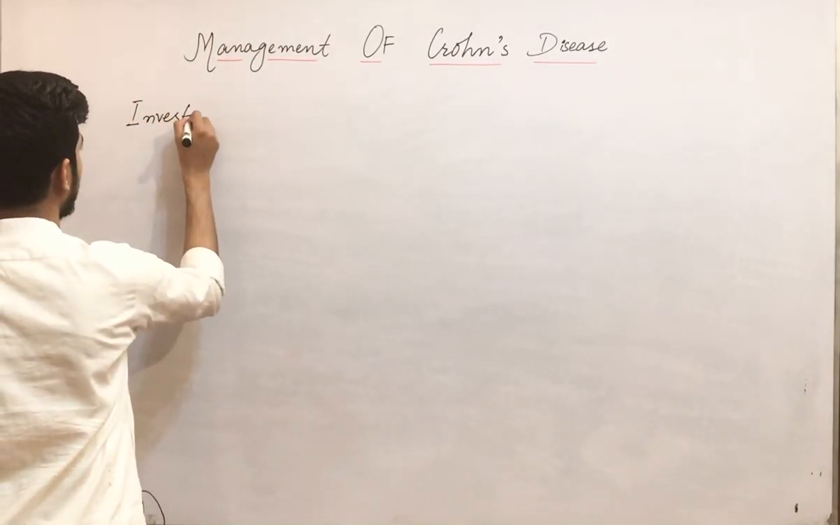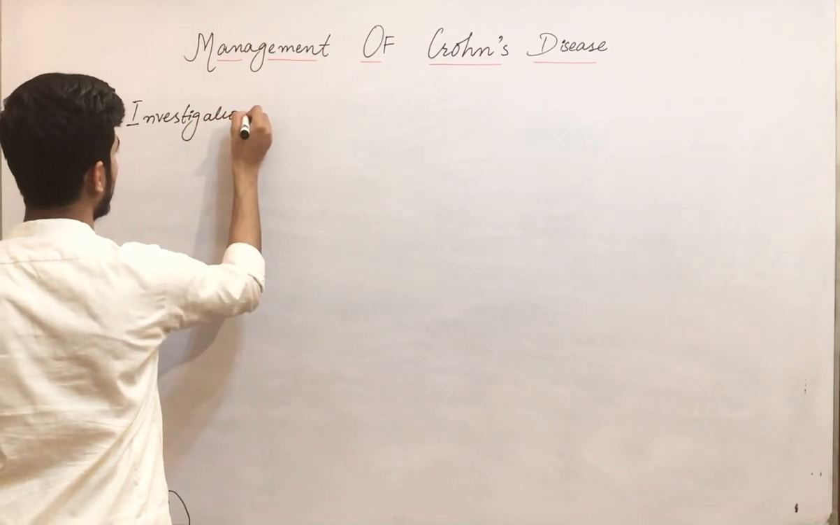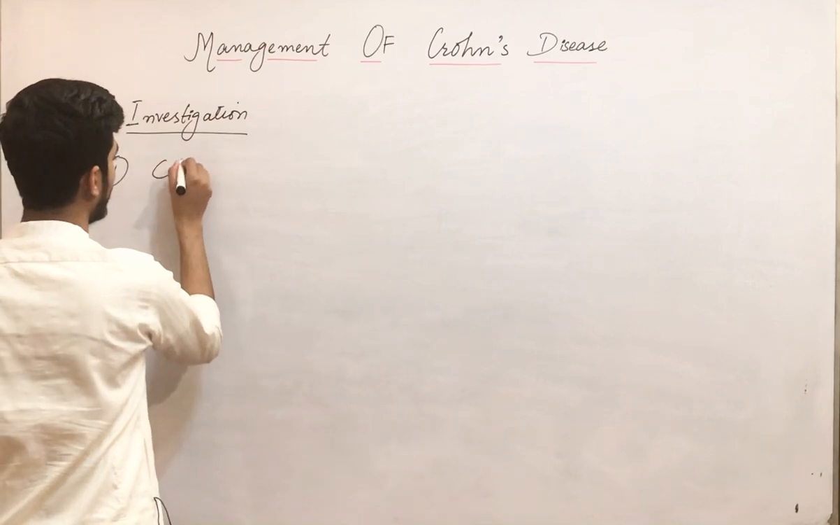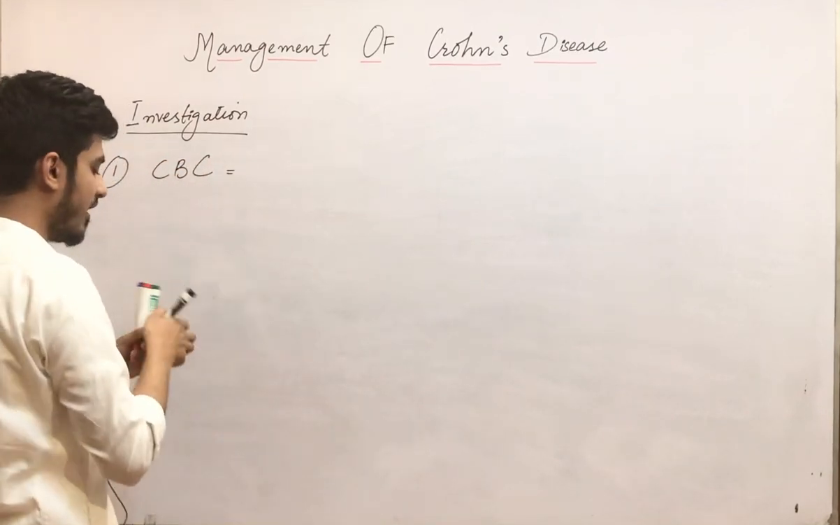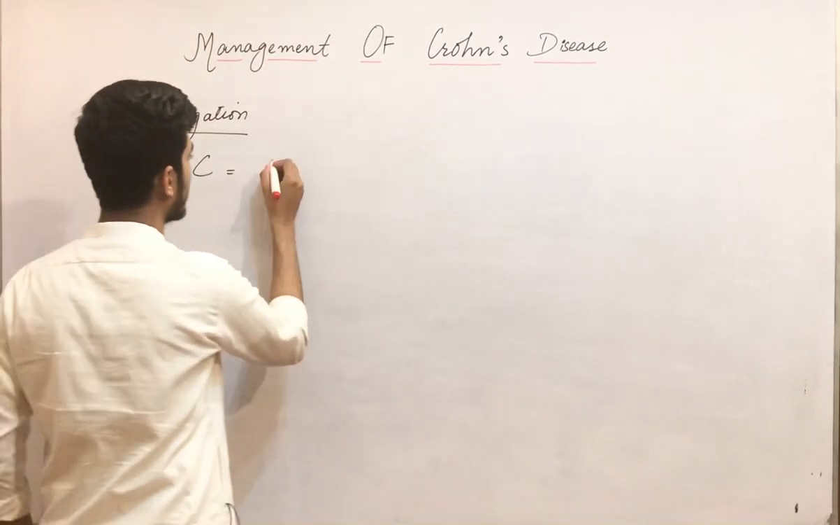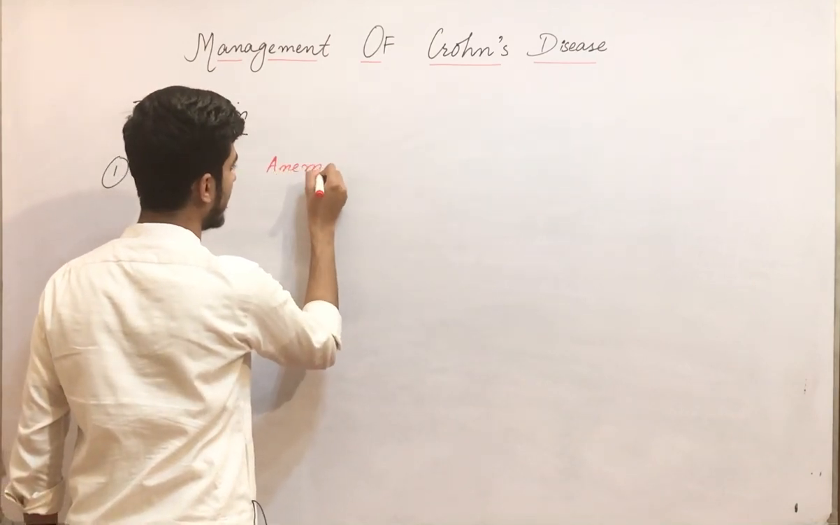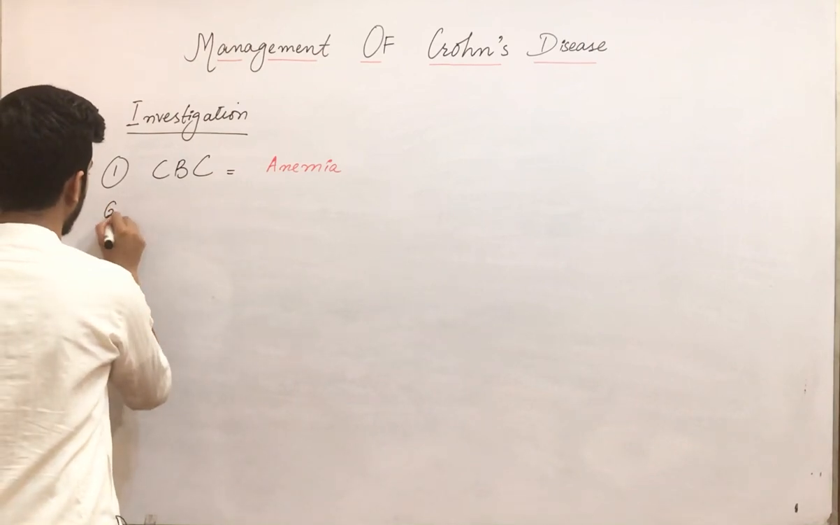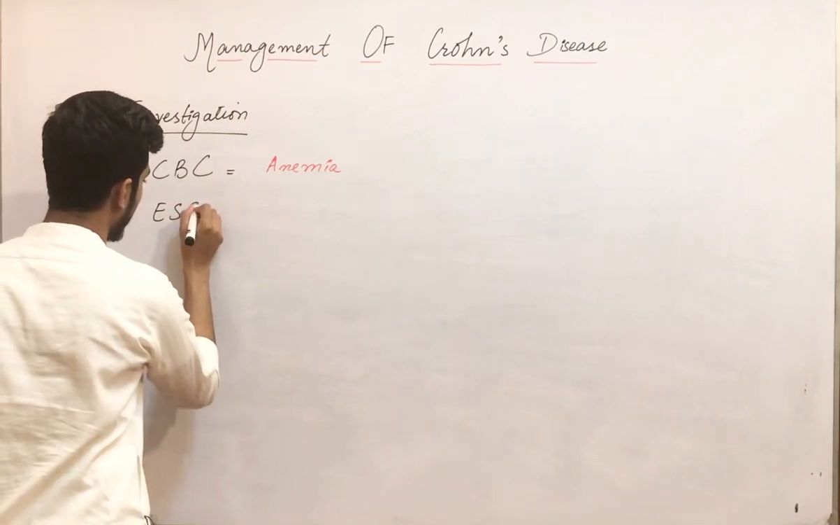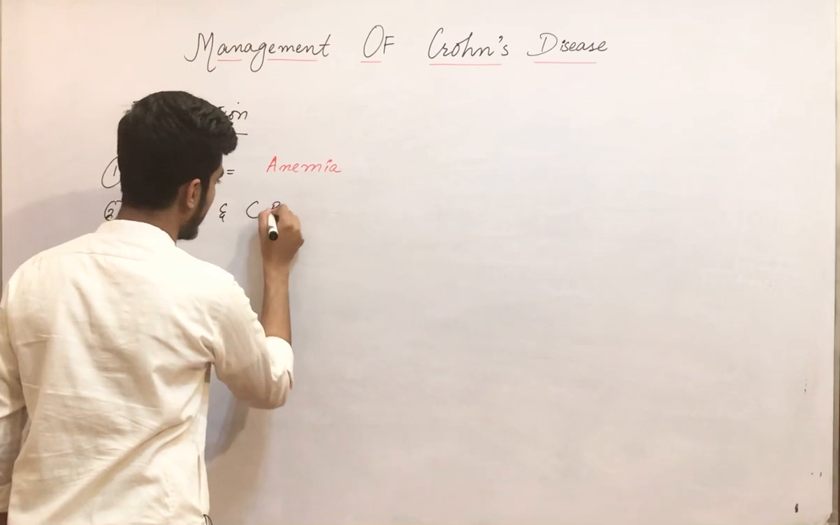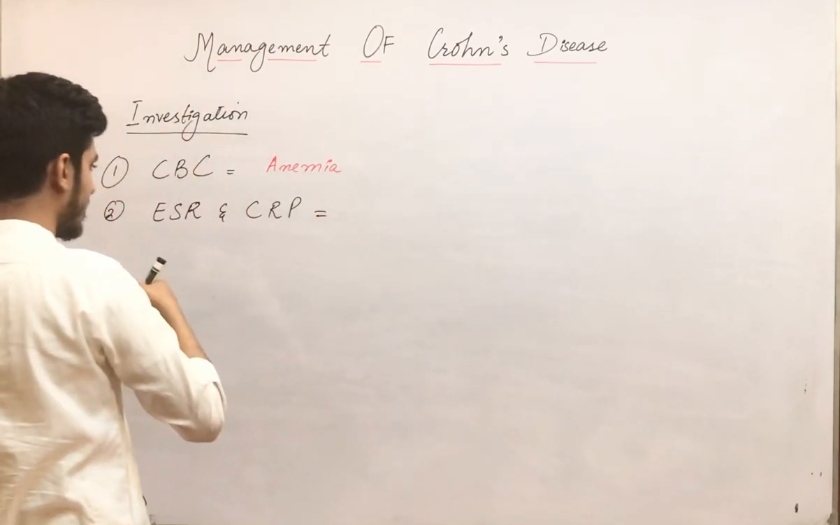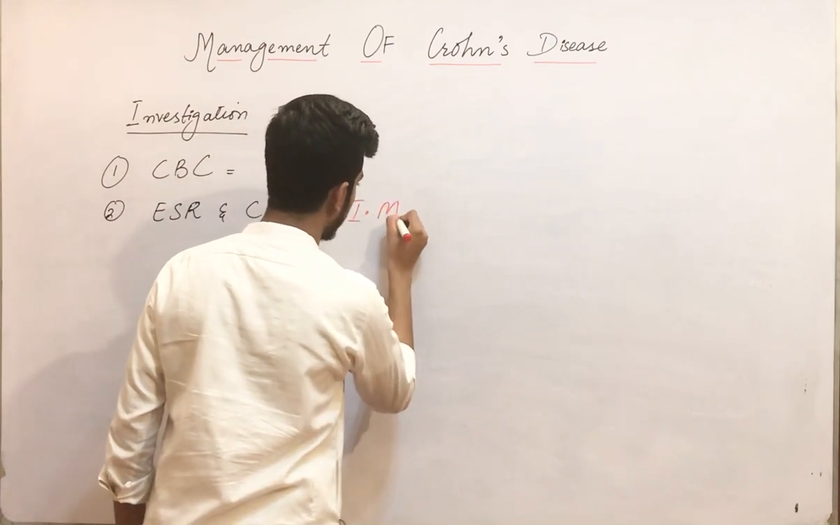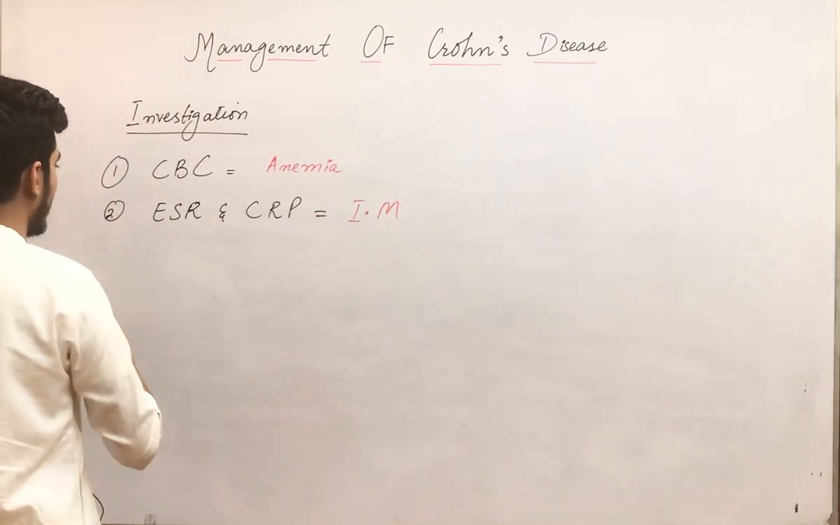What are the investigations you are going to do in Crohn's disease? First of all, we are going to do the CBC. Why are we doing CBC? Because in order to rule out anemia in the patient. Then the second thing that we are doing is the ESR and CRP. This is done because these are the inflammatory markers and they are obviously increased.